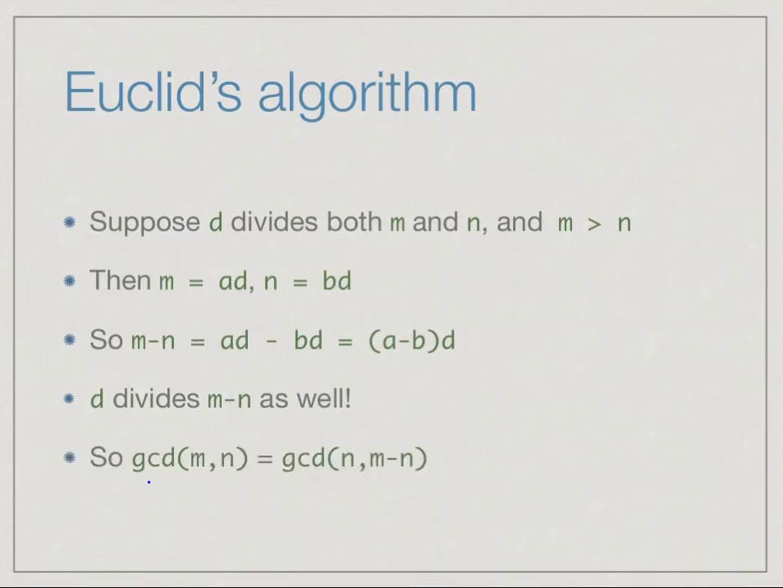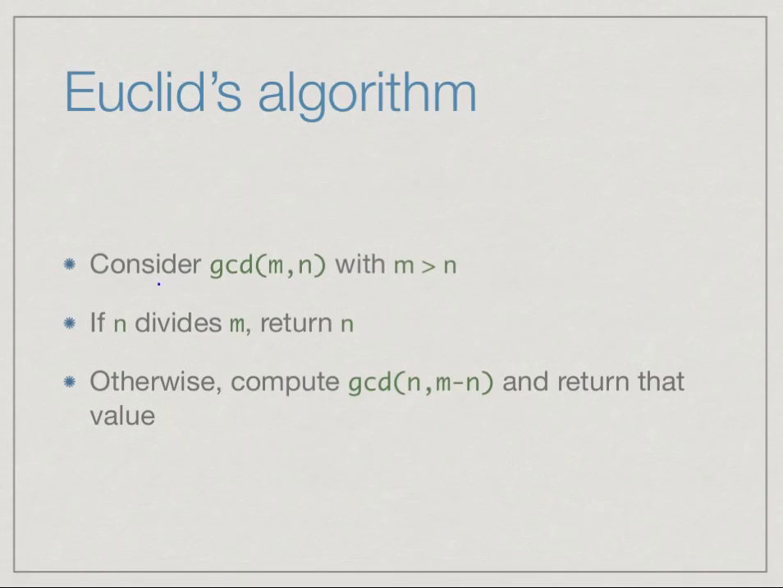In other words, the GCD of m and n is the same as the GCD of the smaller of the two, namely n, and the difference of the two, m minus n. So we can use this to drastically simplify the process of finding the GCD.